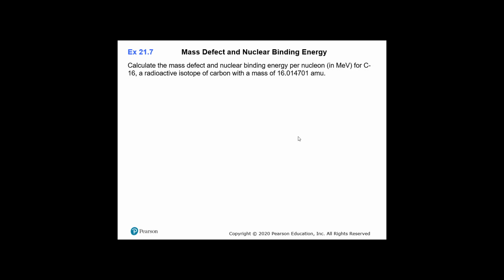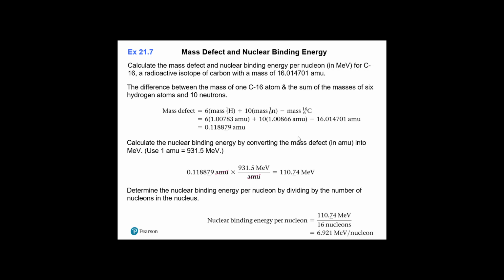Calculate the mass defect of nuclear binding energy per nucleon, in mega electron volts, for carbon-16, a radioactive isotope of carbon with a mass of 16.014701 AMU. In this case, this is very similar to just adding everything together. We have 6, we take the mass of hydrogen, we have 10 of the neutrons, and then we're going to subtract that for this mass defect problem from the mass of carbon-16. This ends up giving us a mass defect amount of 0.118879 AMU. So we're just subtracting one from the other.